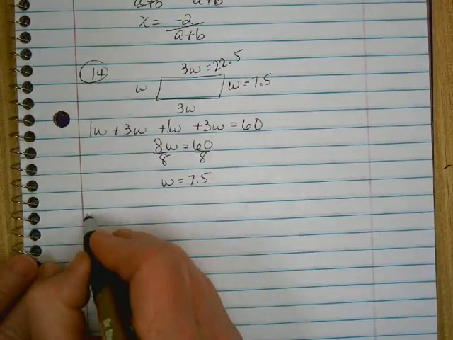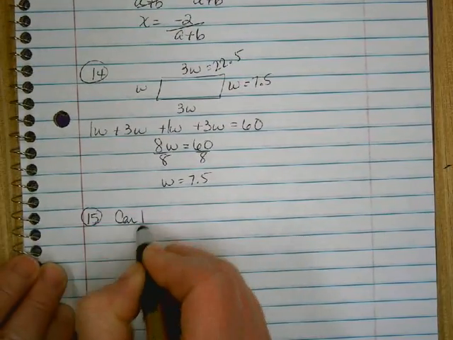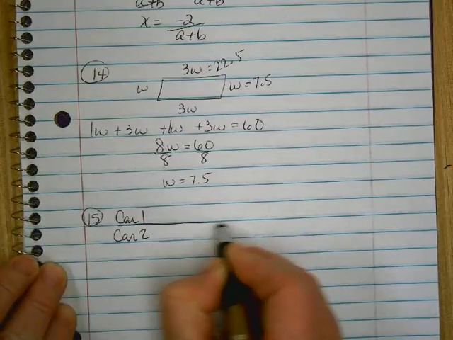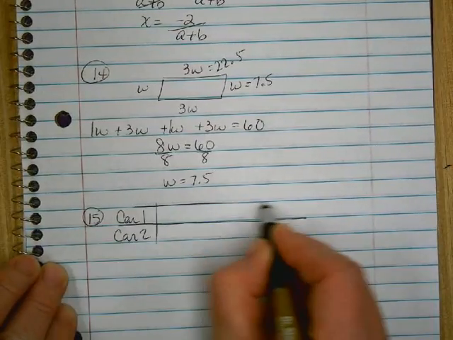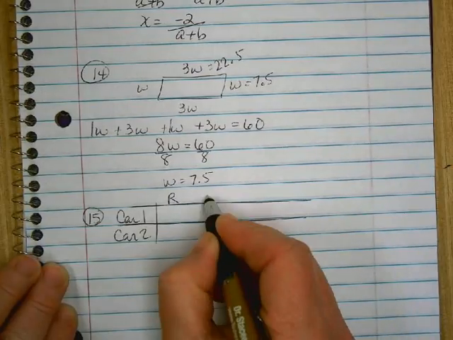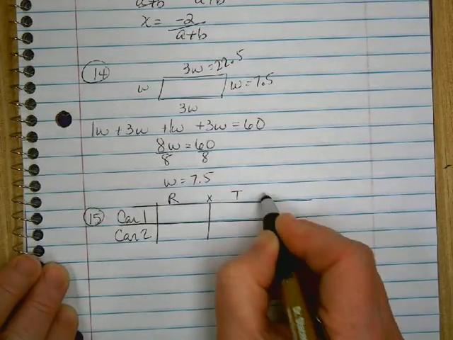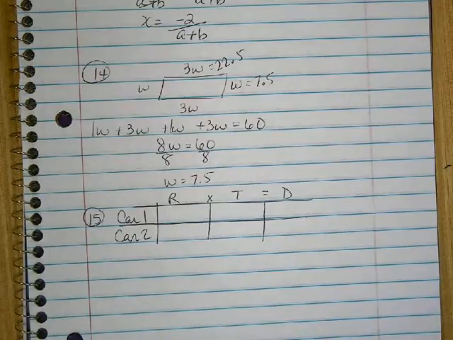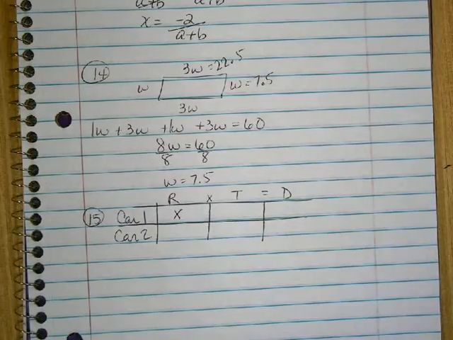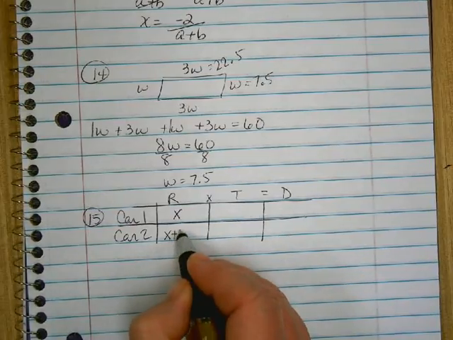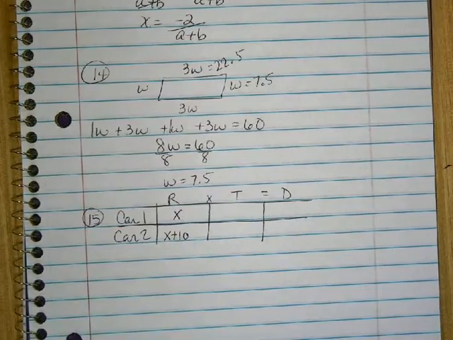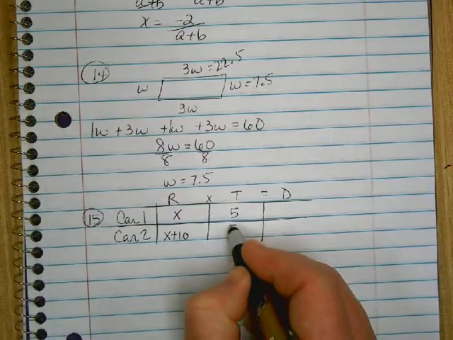Number 15. Two cars leave Denver. Remember that rate times time equals distance. Two cars leave Denver at the same time and travel in opposite directions. One car is traveling 10 miles per hour faster than the other. One car is going X and the other one's going X plus 10. They are 500 miles apart in 5 hours. So each one of them traveled 5 hours.